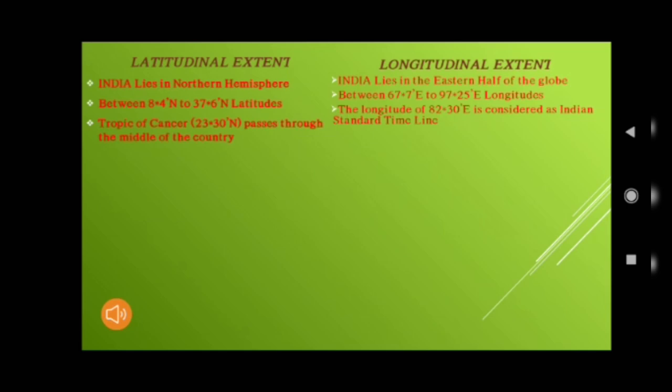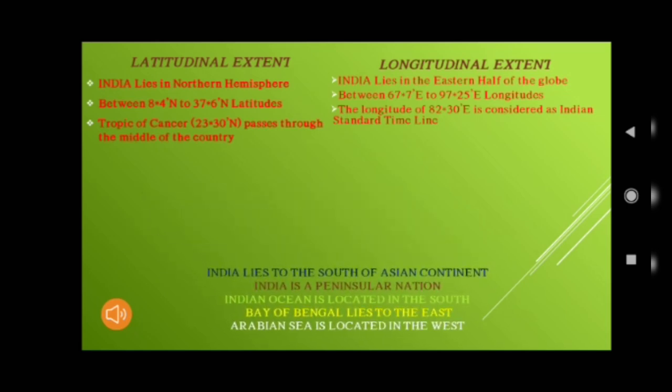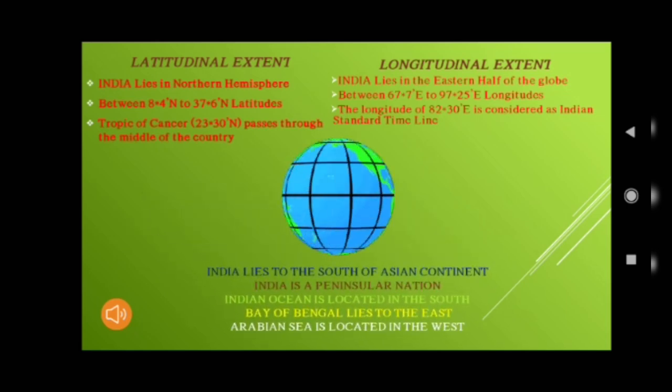Certain other locational features of India. India lies to the south of the Asian continent. India is a peninsular nation. The Indian Ocean is located in the south. The Bay of Bengal lies to the east. The Arabian Sea is located in the west of the country.